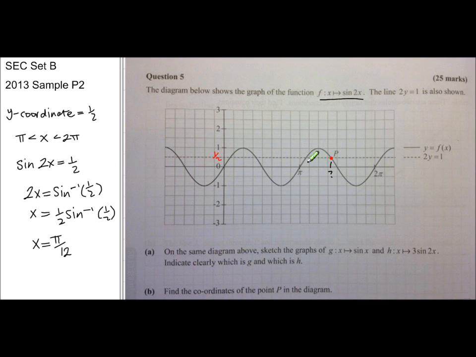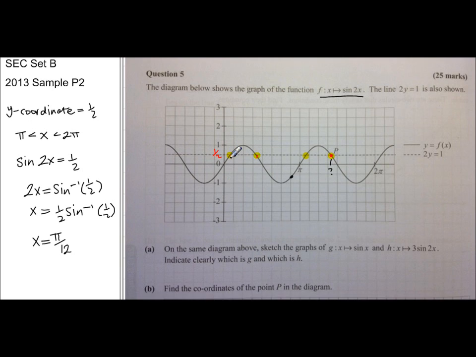Now pi over 12 obviously is not the point P, because pi over 12 is not bigger than pi, between pi and 2 pi. So why does this answer make sense? Well, you can see I've highlighted in yellow here, there's 4 points, different places here that the answer is a half.